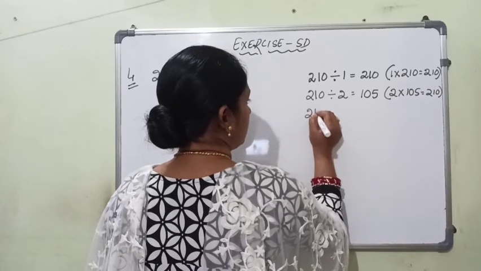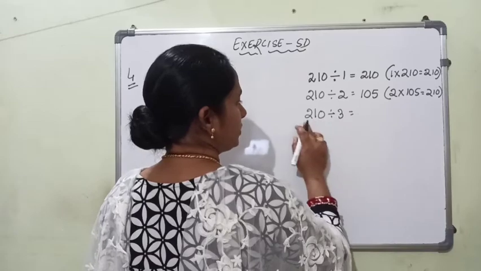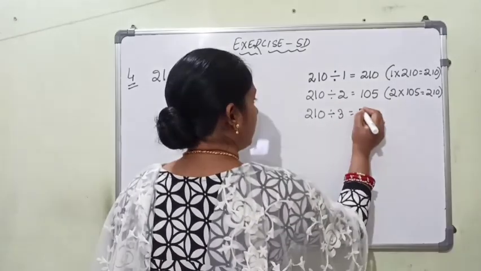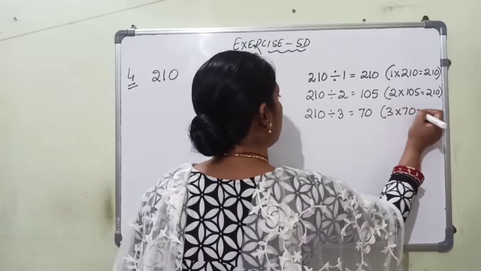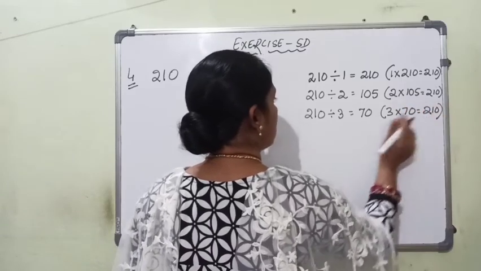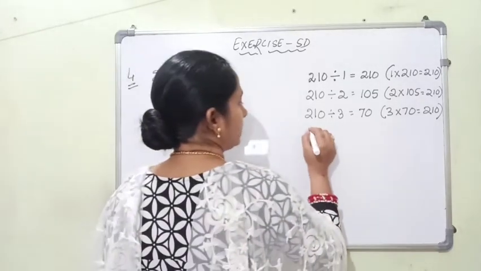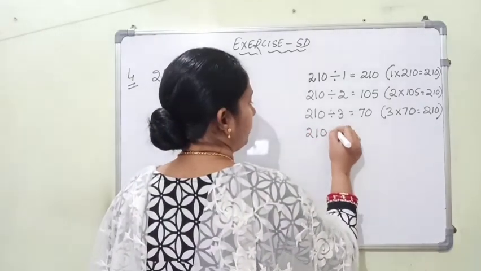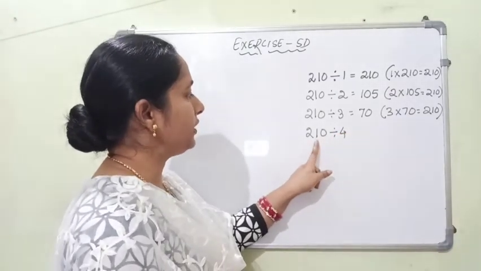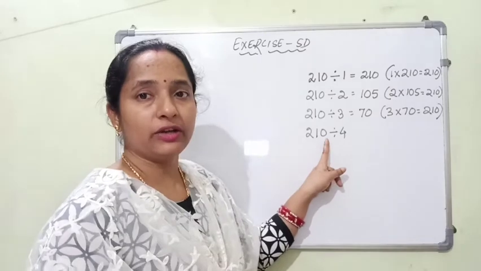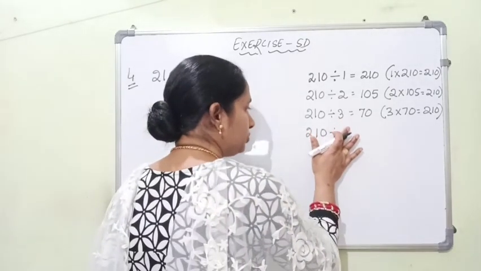Then you try to divide it by 3. We know that 3 7s are 21, so you get 70. So 3 multiplied by 70 will give you 210. So 3 and 70 is one more factor pair. Then divide it by 4. If you divide 210 by 4, 4 5s are 20 and you get a remainder, and 10 cannot be divisible by 4. So it is impossible to divide by 4.